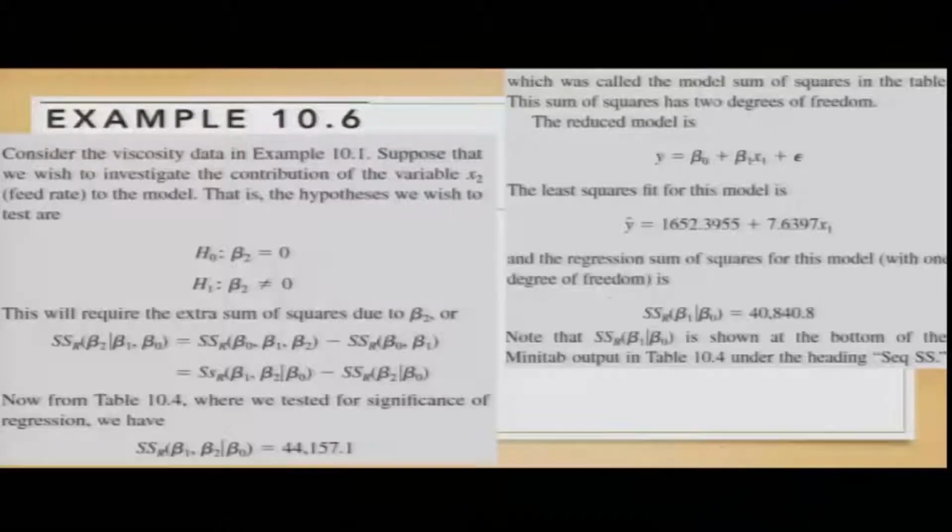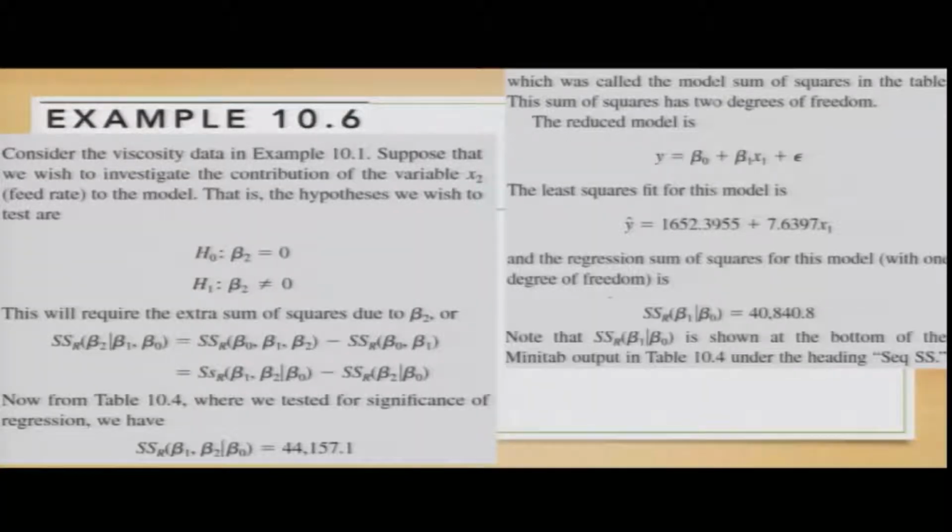Now from these tables we can find the sum of the squares of beta 1 and beta 2 given beta naught, which is 44,157, called the model sum of the squares in the table. This sum of the squares has 2 degrees of freedom. Depending on that, the reduced model would be y hat, because you are trying to estimate, equal to beta naught hat, which is 1652.39, plus beta 1 hat x 1, where beta 1 hat is equal to 7.6397. Epsilon would not be there because this is hat, hence we are trying to estimate. Errors would come accordingly later on.